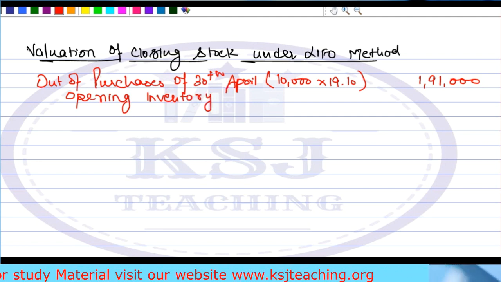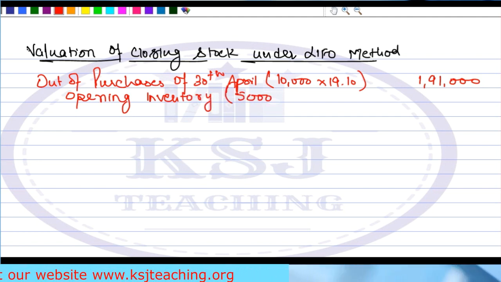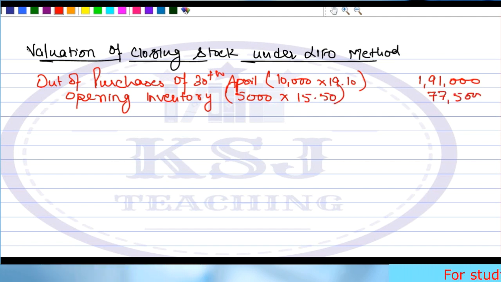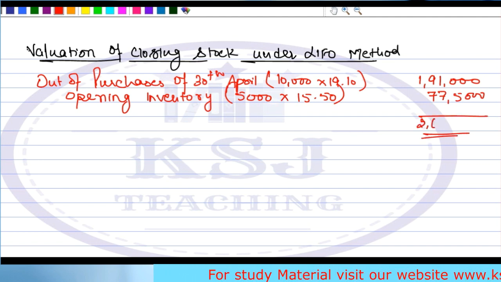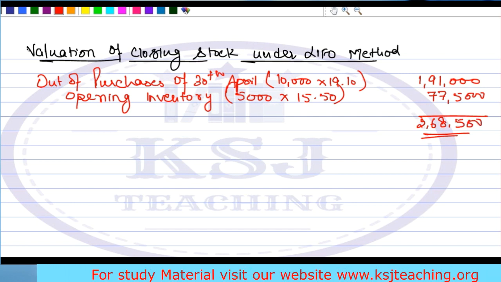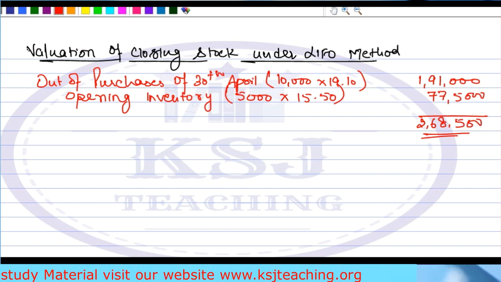How many units are left from the opening inventory? Sir, 5,000 units multiplied by 15.50. The rate is given to you people, that is 77,500. What is the value of closing stock? Total value of the closing stock is 2,68,500. Any doubts in this?